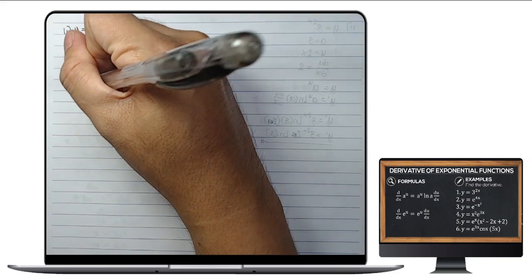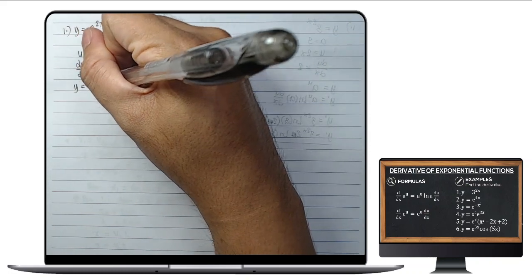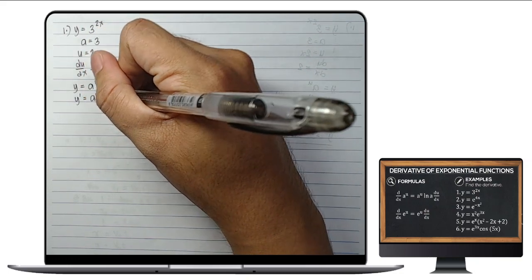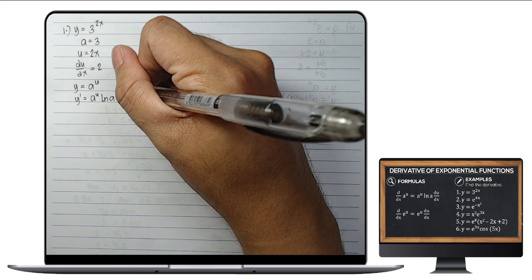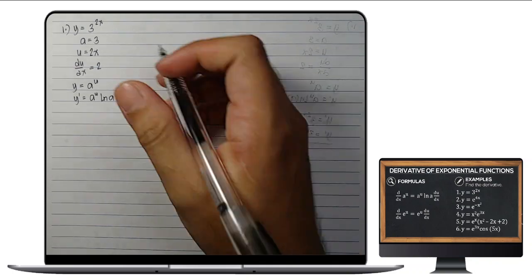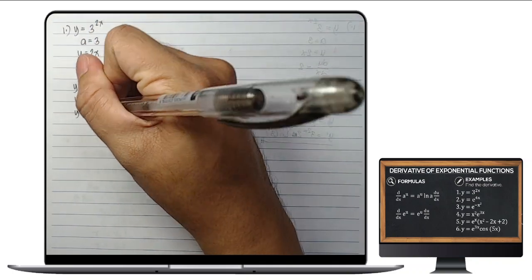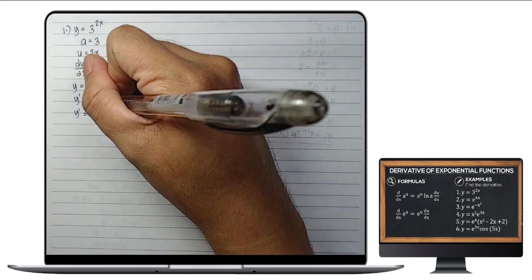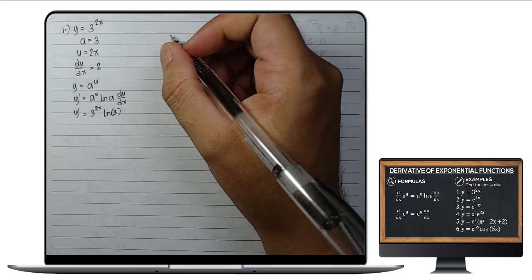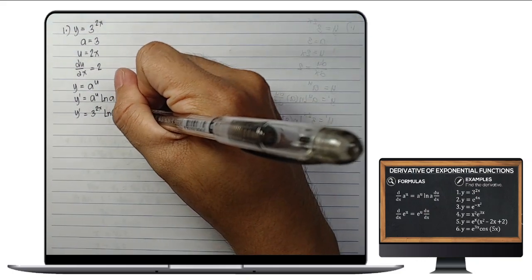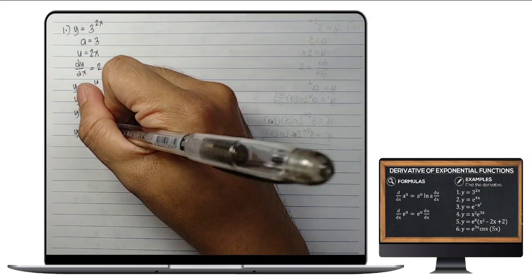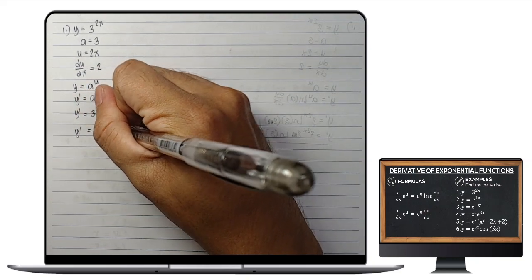Then, substituting, our y is now equal to a raised to u. Using the formula that we have, y prime is equal to a raised to u ln of a multiplied by the derivative of u with respect to x. Substituting, y prime is a, which is 3, raised to u, which is 2x, ln of a, so that is simply ln of 3, multiplied by the derivative of u with respect to x, that is simply 2. So y prime, or the first derivative, is simply 2 multiplied by ln of 3.